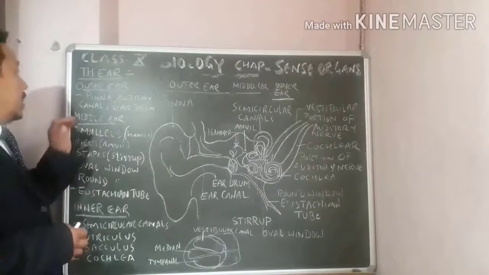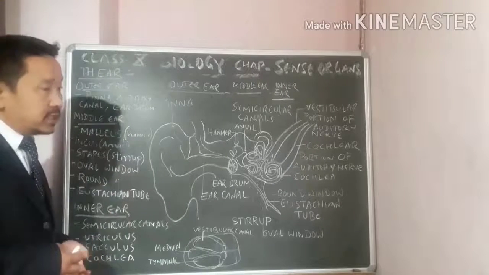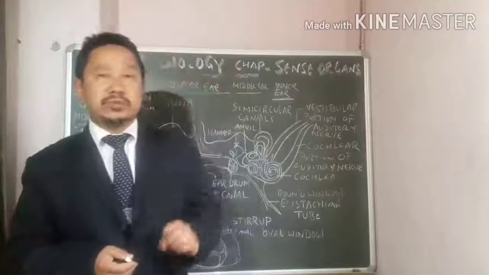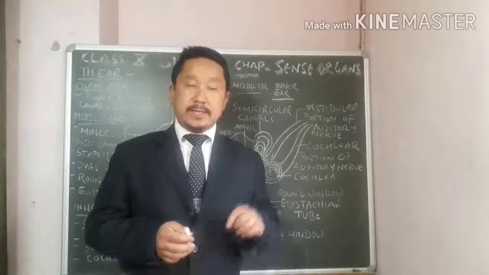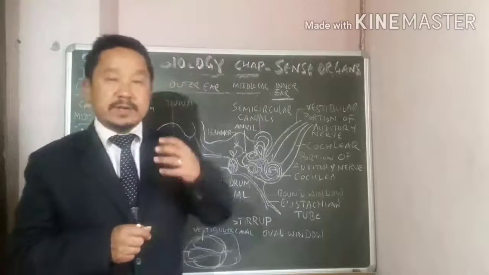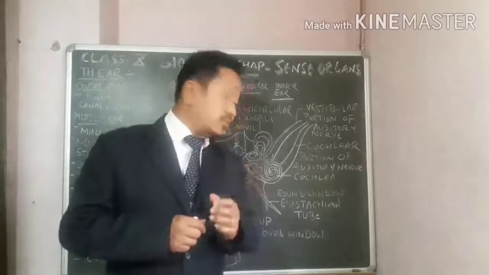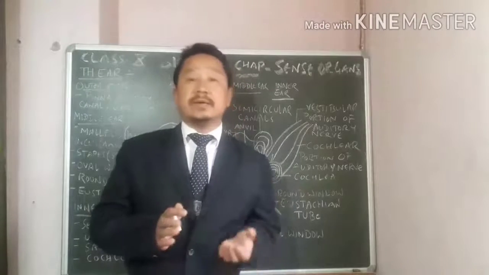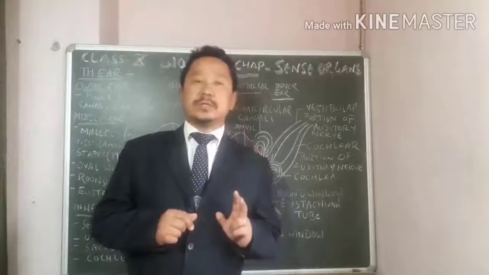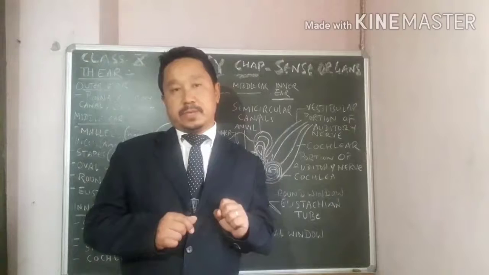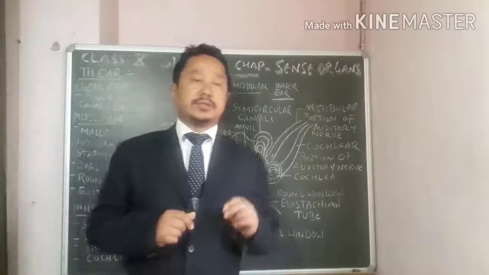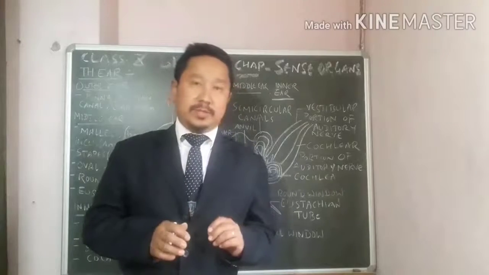First, we'll know the function of the ear. As you all know, the function of the ear is to hear. Hearing is the primary function of the ear. But besides this, the ear is also meant for maintaining the balance of the body. That means there are two functions of the ear: one is hearing, and the other is to maintain the balance of the body.